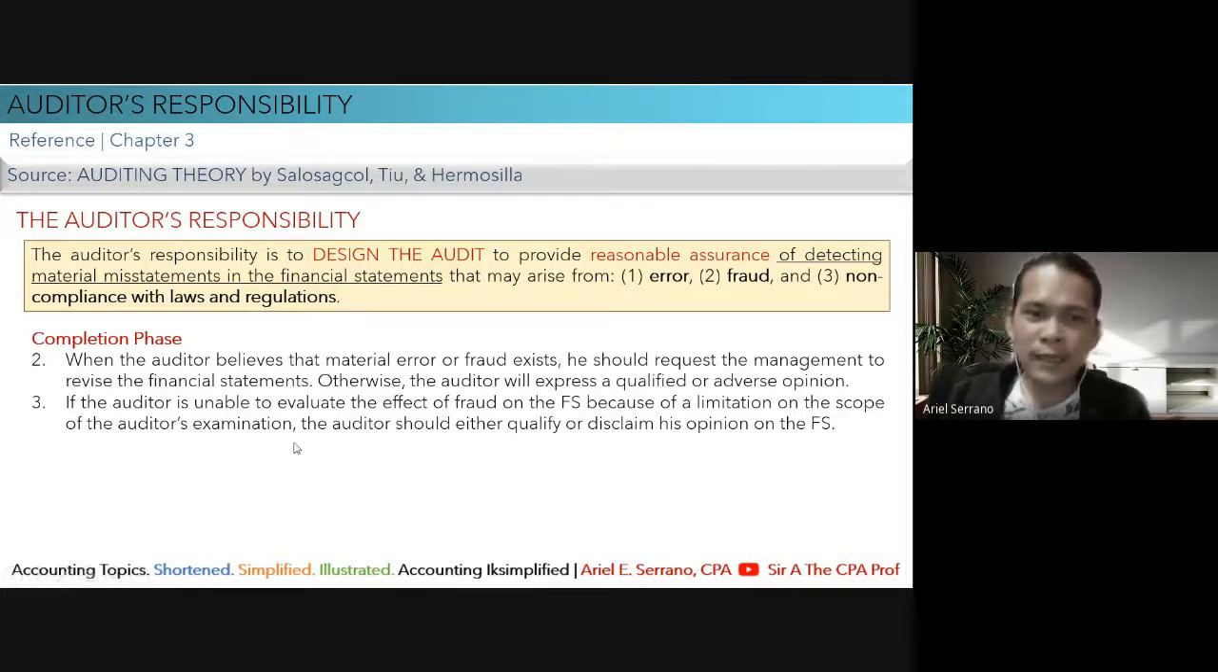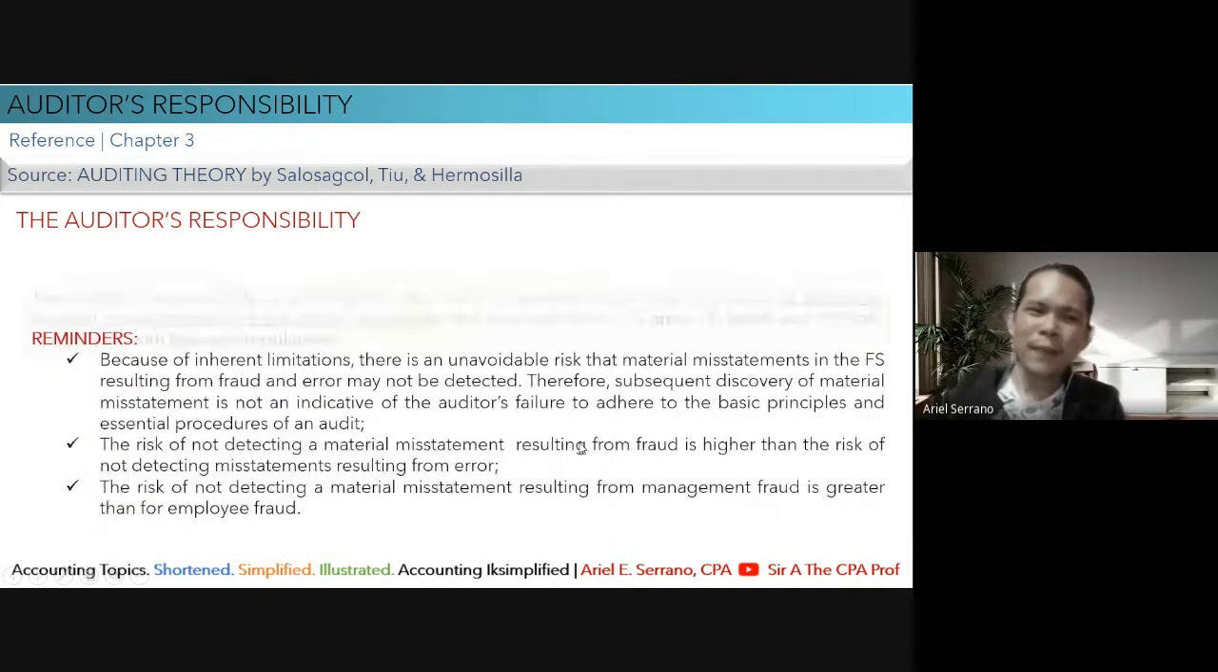If the auditor is unable to evaluate the effect of fraud on the financial statements because of a limitation on the scope, scope limitation, hindi tayo nakapag-evaluate ng effect ng fraud sa FS. Because of scope limitation, the auditor should either qualify or disclaim his opinion on the financial statements. Okay? So that is more of yung magiging audit report natin. Kapag meron tayong scope limitation or kapag ayaw magpa-revise ng FS ni management, will we qualify? Will we provide an adverse? Okay? Or a disclaimer of opinion. Okay? So yun po.